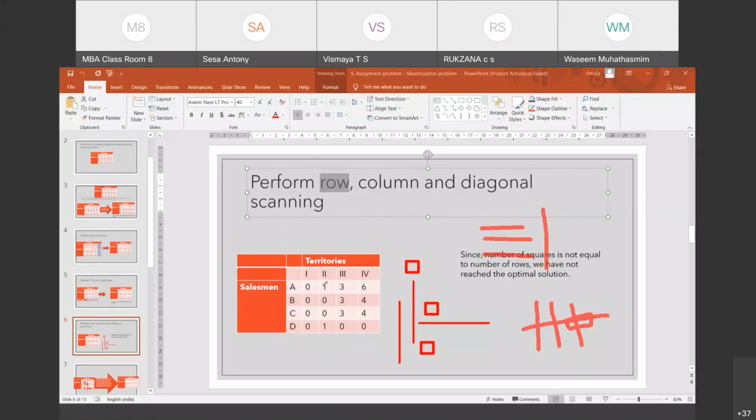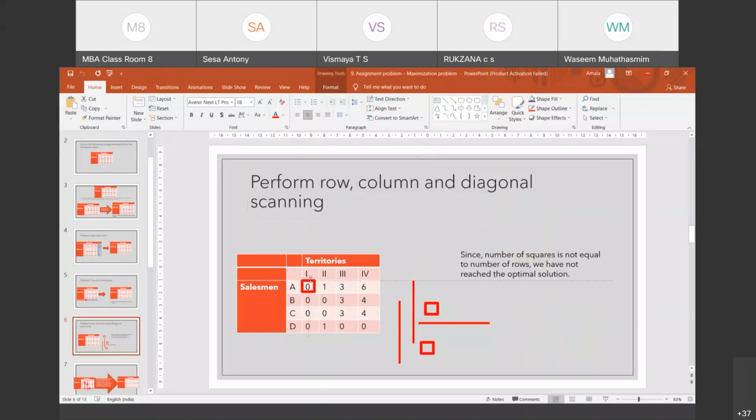So for the first row, we have only one zero. So we put a square there and what line? It is row scanning, so we'll put a vertical line. Next row. How many zeros? Only one zero. So put a square there and put what line? It is row scanning, so we will put a vertical line. These lines are for deleting those values. Now, do we have any zeros in the third row? No. In the fourth row, how many zeros are there? There are two zeros, so we will not do row scanning. We will skip it.